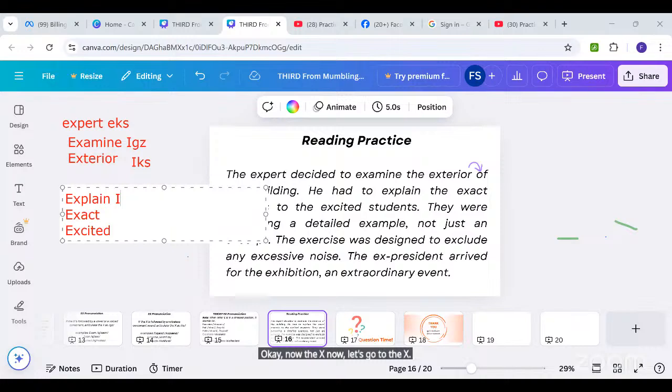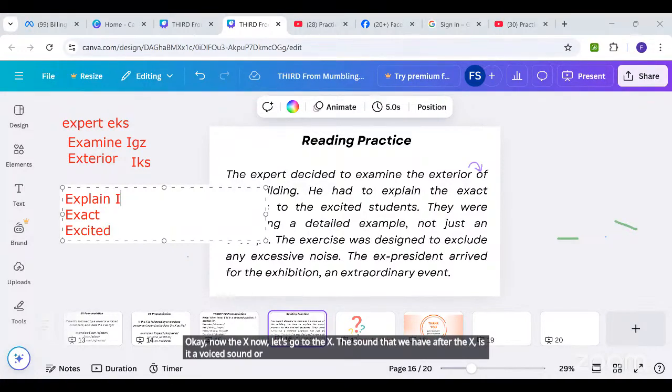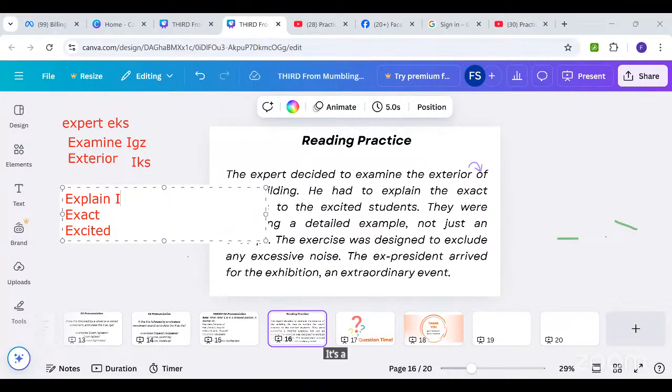The sound that we have after the X, is it a voiced sound or a voiceless sound? It's a voiceless sound. Okay, so now that it's a voiceless sound, how should we pronounce the X? Should it sound kus or should it sound guz? It should sound kus. Okay, it sounds kus. That's correct. So please pronounce it together.